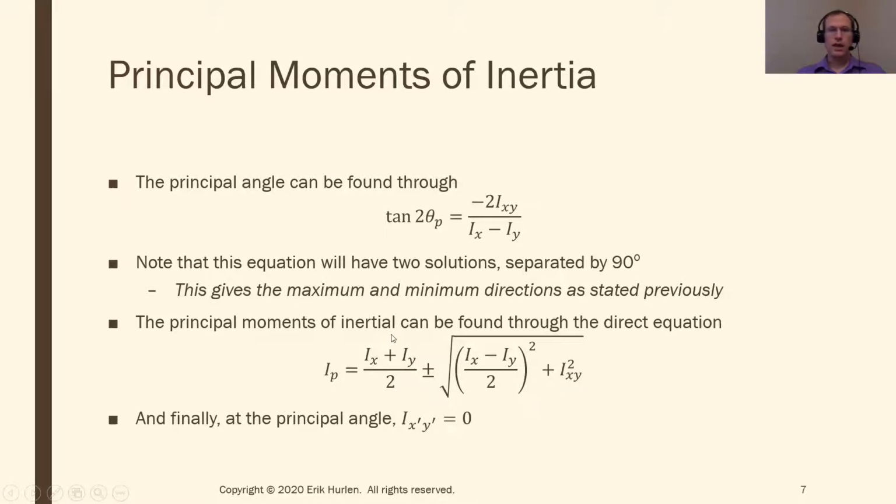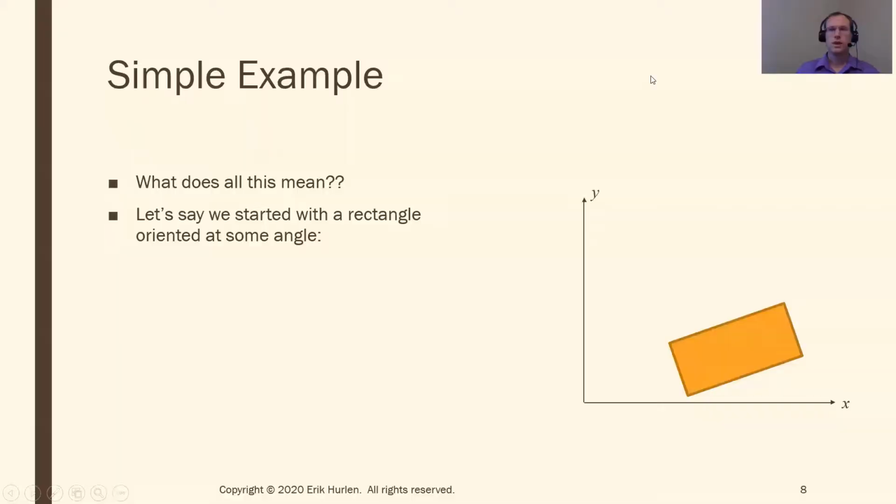And then one other thing that happens when you're at a principal moment of inertia, so when you're at a maximum or minimum value, is that the product of inertia, Ix'y', will always be 0. So this all might seem a bit weird at this point. So, a simple example as to what all this means.